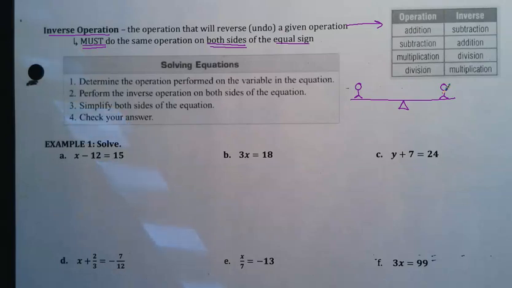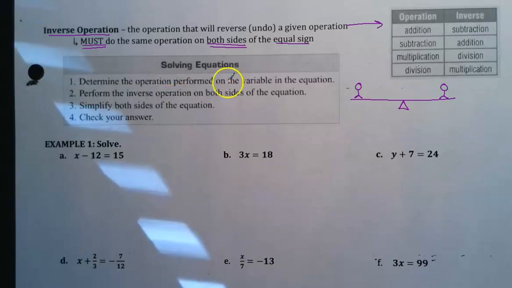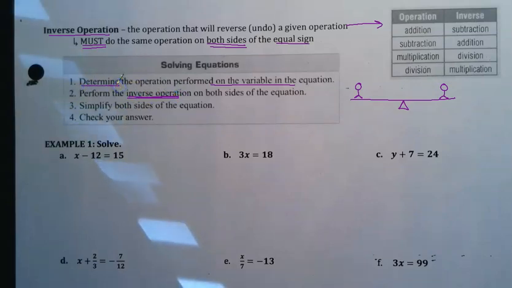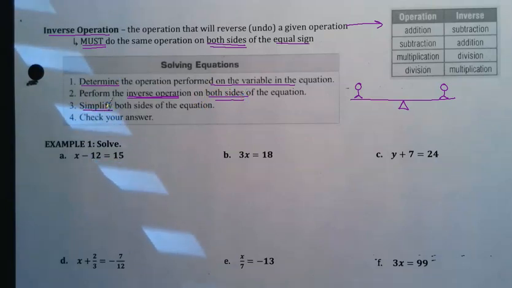So solving equations. First step is determine the operation that's performed on the variable in the equation, so what's actually being done to the variable. Then we're going to perform the inverse. In step one, we determine the operation and then we perform the inverse, again on both sides of the equation. Then we simplify both sides and then we can check our answer.